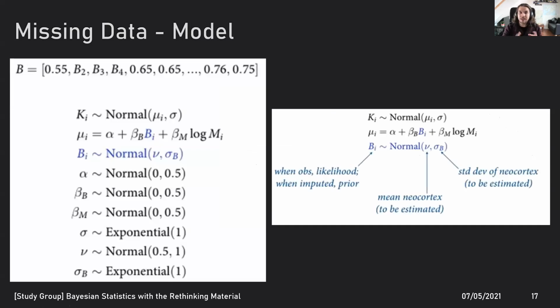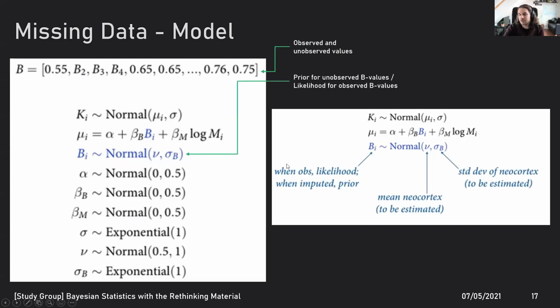So this is where we deal with the missing data model. This is just what the model would look like in model specification terms, where right here, our B value is now just observed and unobserved values. So everywhere we have an observation, we have the actual observation value in our vector. Everywhere we have an NA value, we now have a parameter in place, which the model should estimate for us, so that we then have an estimate of the true brain sizes or brain neocortex percentages for each of our species.